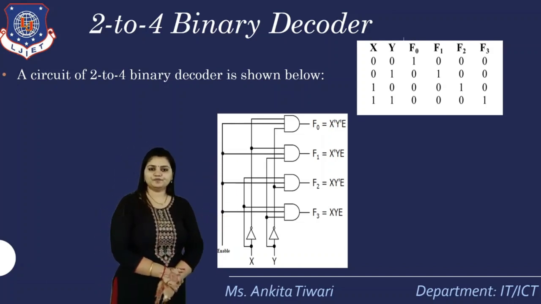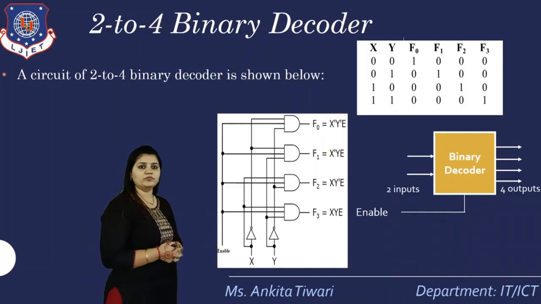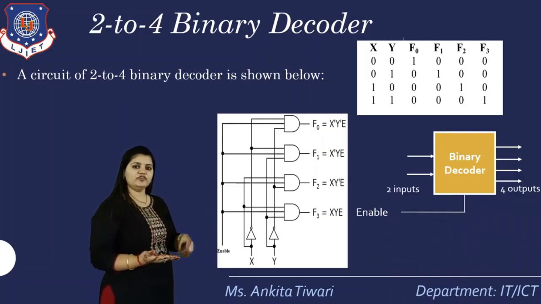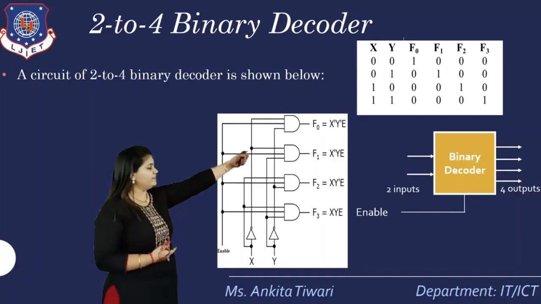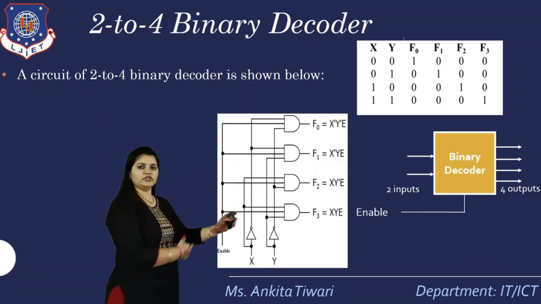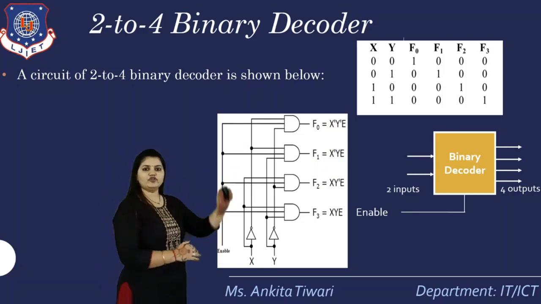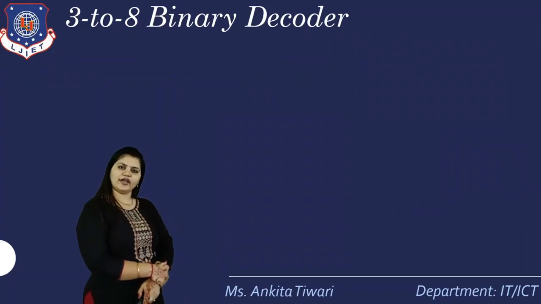Now we'll see the block diagram. It is most handy. We need to know the block diagram, which will define inputs and also outputs. So 2 inputs, enable input E, and we have 4 outputs. So this is what the block diagram is. These 3 things we need to mention for any question on decoders or encoders.